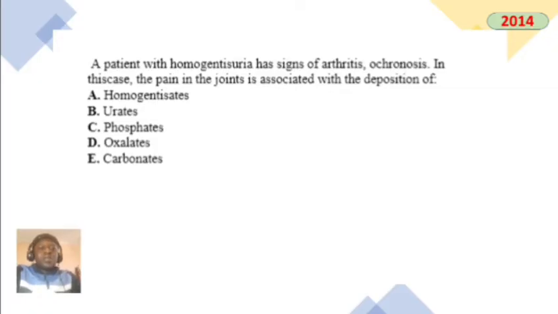A patient with homogentisuria has signs of arthritis, ochronosis. In this case, the pain in the joint is associated with deposition of what? Right. You have the answer in the question. Homogentisuria, it means homogentisic acid. That's the answer. Don't think too much.